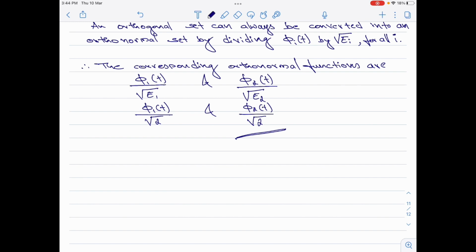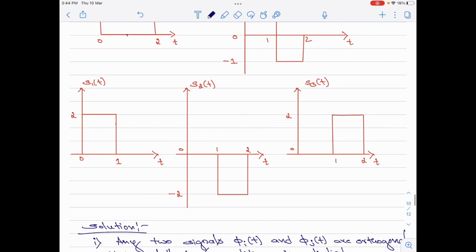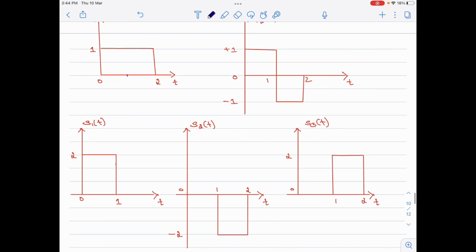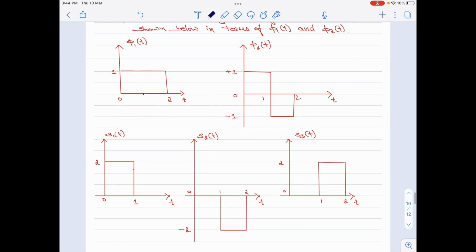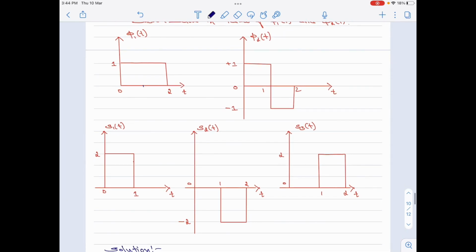Lastly, we move on to part 3 of the question, where we are asked to express the given signals S1 of t, S2 of t and S3 of t in terms of phi 1 of t and phi 2 of t. To be very honest, we do not have to really compute any coefficients to do the same, because by graphical analysis it is possible to express either S1, S2 or S3 in terms of phi 1 and phi 2. How is that? Let us come and look into S1.